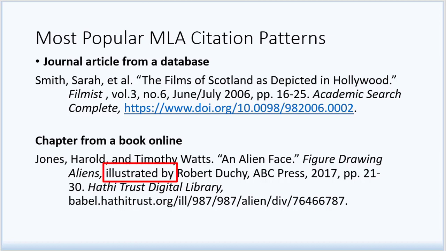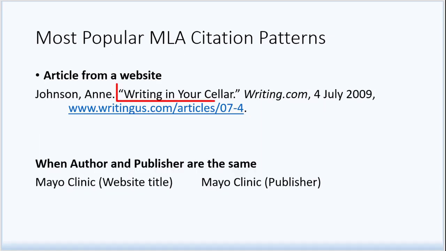Note that the verb form of the contributor is written in full in past tense along with the word by. Also note that because the word illustrated is preceded by a comma, it is in lowercase. In a website, the title Writing in Your Cellar is in quotations because it follows the pattern of being contained within the website as a whole, writing.com. Notice again that specific publication dates have the day before the month followed by the year. The month is abbreviated if it is longer than 4 letters, MLA Handbook 9th, page 295.